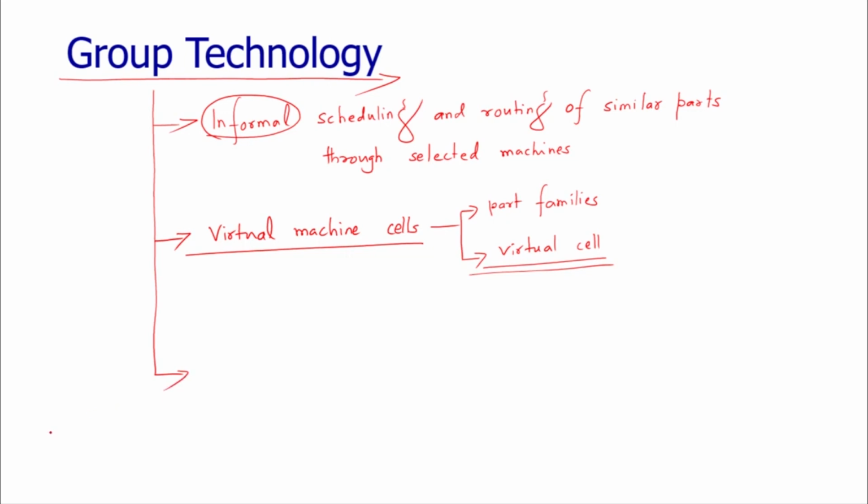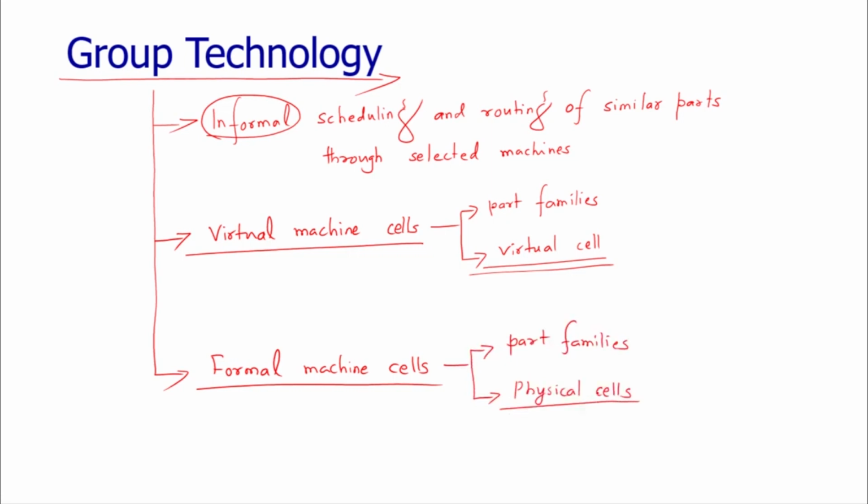In the third way, we can go for formal machine cells. Group technology provides us the cluster of products and cluster of machines, and then we make the part families and create the physical cells. So we are rearranging the existing equipment inside the factory, and we are making formal cells of dissimilar machines. Physical cells comprising dissimilar machines.